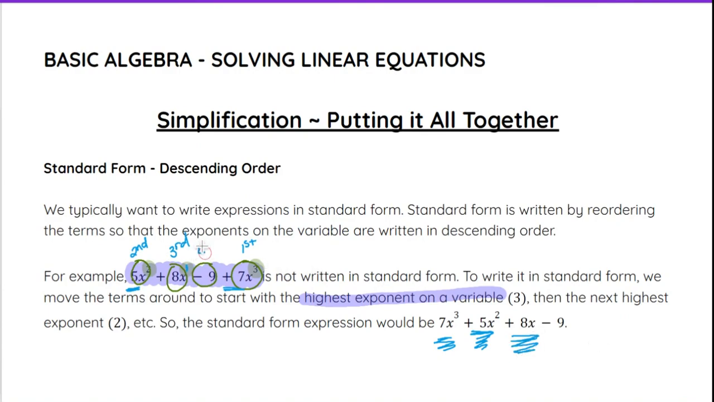And then finally, our 4th term in this order is going to be this minus 9. So again, that negative does come with the term, and that's going to be at the end here. So our final answer for this in standard form would be 7x to the 3rd power plus 5x squared plus 8x minus 9.